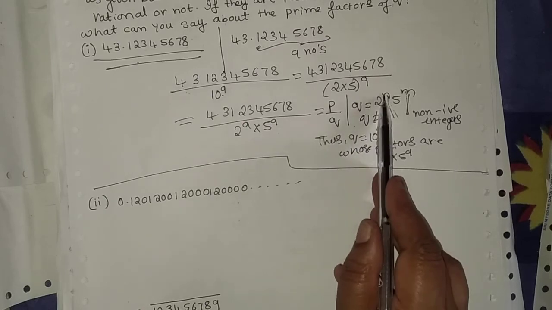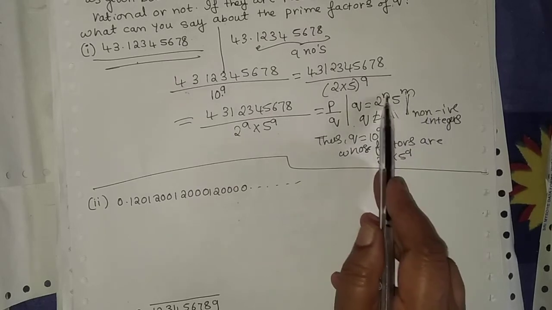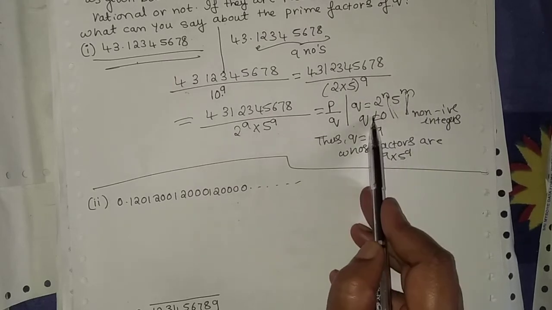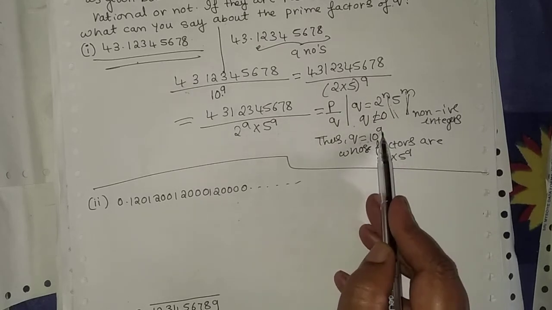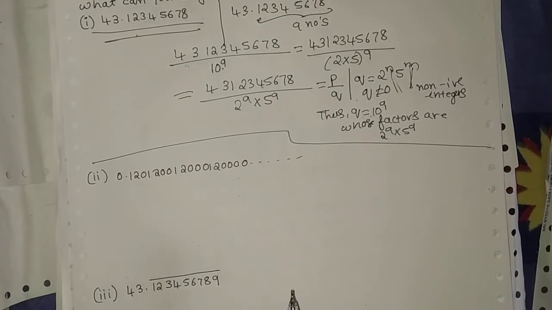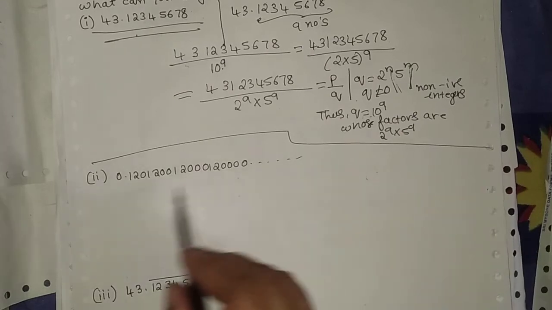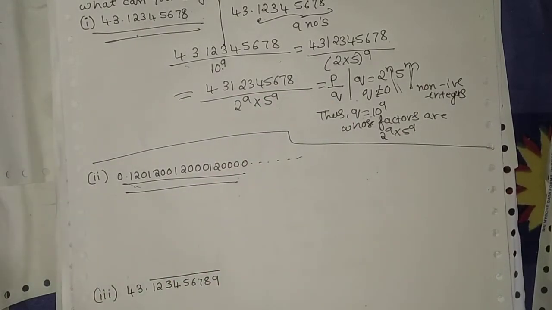So here Q is 2 power n and 5 power m, where m and n are non-negative integers, and Q not equal to 0. Thus finally we write Q is equal to 10 power 9 whose factors are 2 power 9 and 5 power 9. So this is the solution for the first one. Now we will move on to the second one.